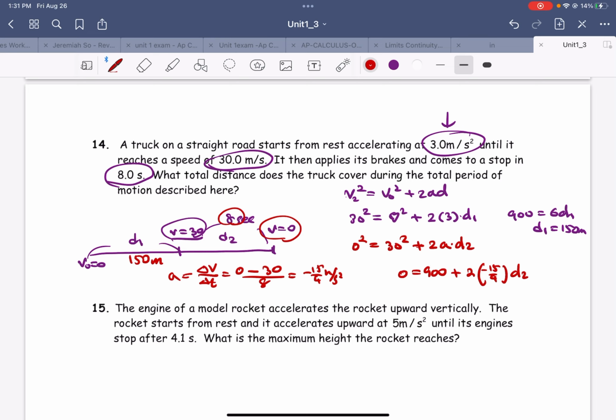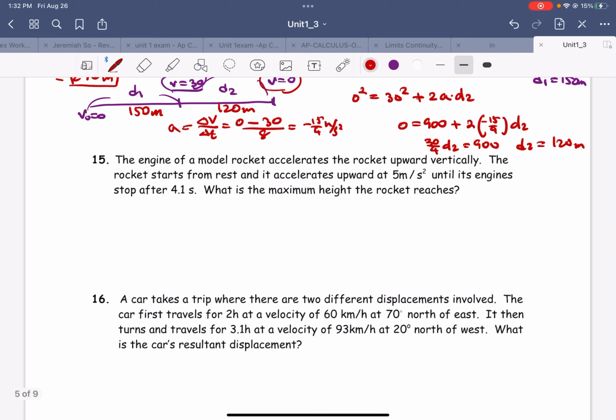So let's see, when you use a calculator, you can say 30 over 4 D2 equals 900. So D2 is 900 times 4 divided by 30. So I got 120, so this is 120 meters. So what is the final answer? What is the total distance the truck covers during the total period of motion? Then you have to say 150 plus 120, which is 270 meters. That's your final answer. Okay, let's move on.